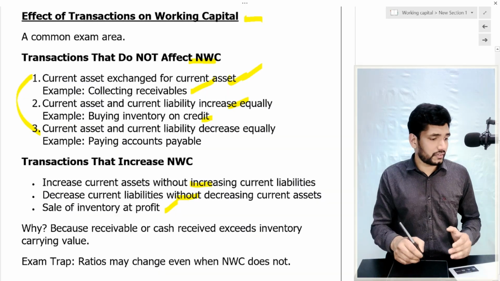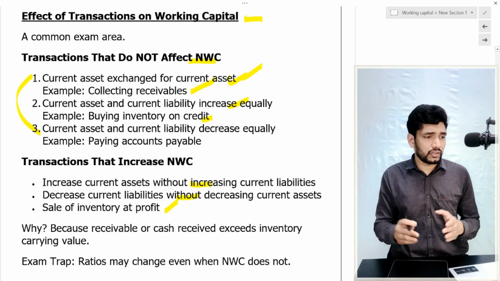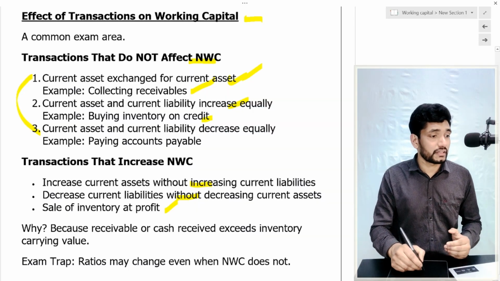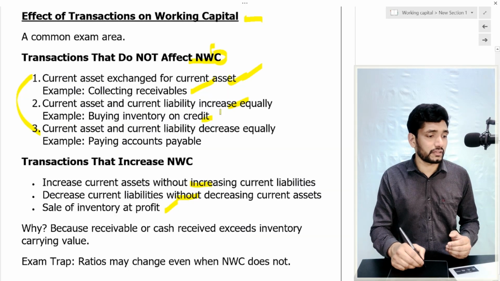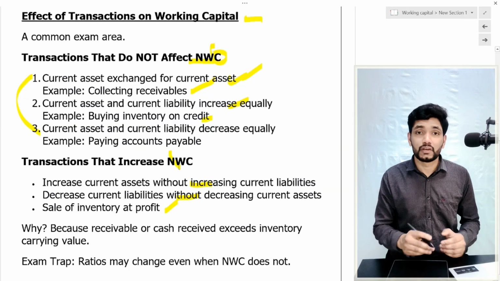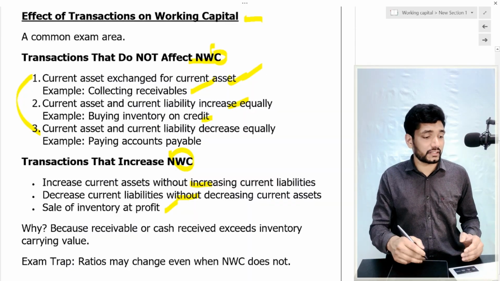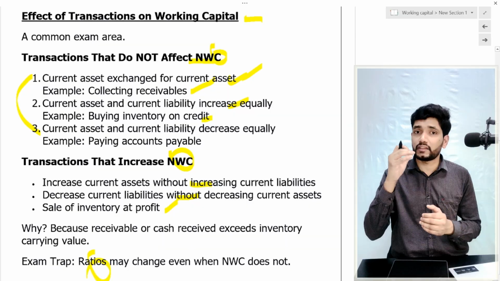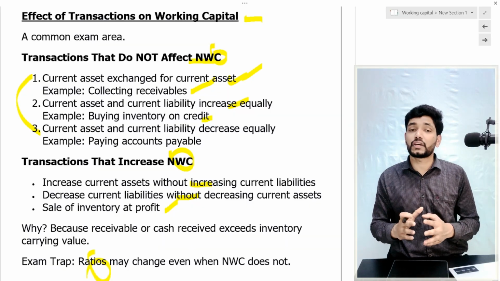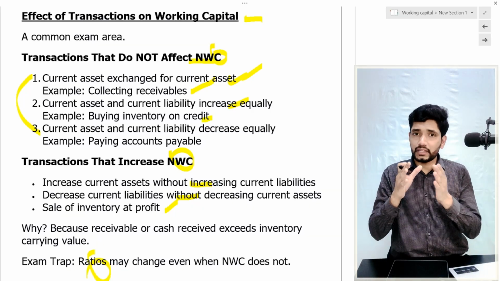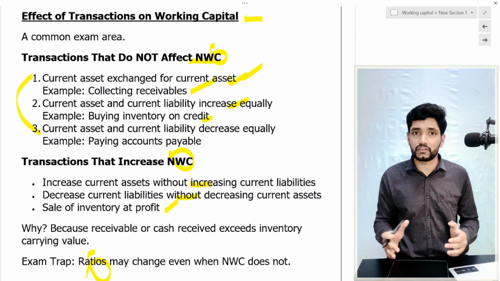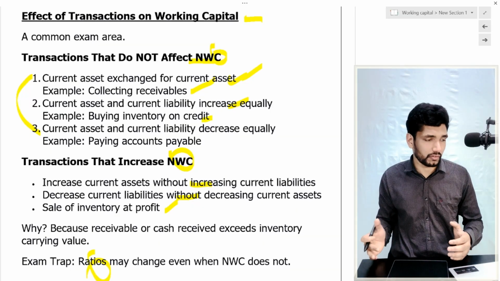Here is one more trick. In all these cases, the net working capital is either not affected or increased, which is not directly linked with ratio analysis. Even if there is no change in the net working capital, the ratio can change. So net working capital and ratio analysis have to be treated separately in the examination to avoid this type of confusion.